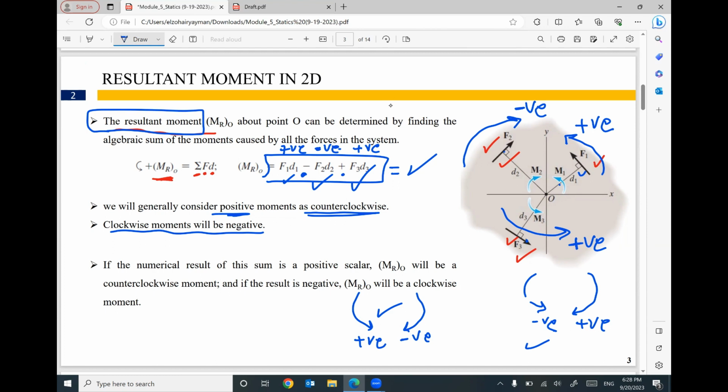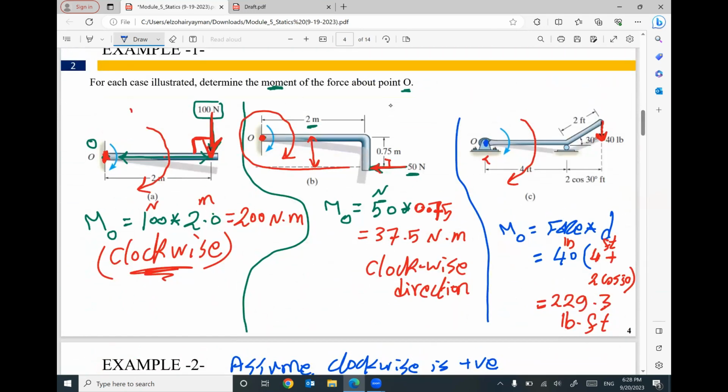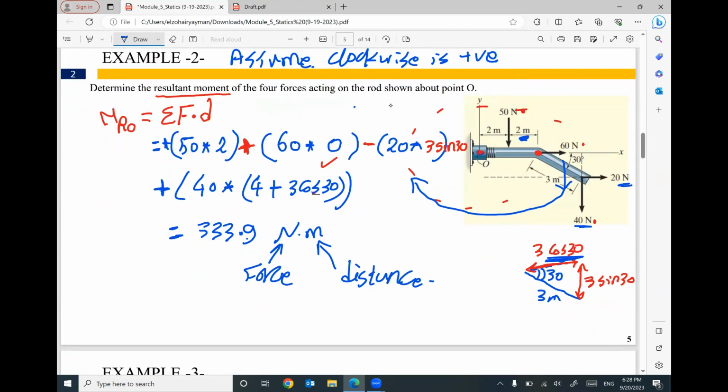But if you assume this one, keep in mind all forces rotating clockwise will be positive, and any other force will be negative. That makes sense? And we have examples here where a single force times its distance gives you a moment. If we have many forces, each force times its distance. Sometimes you have a force and you don't have a distance. That's fine, no problem. But keep in mind, your force and your distance must be perpendicular.